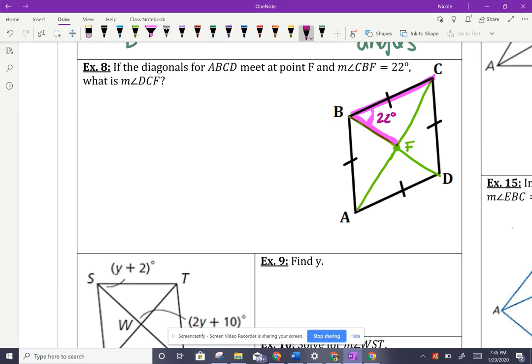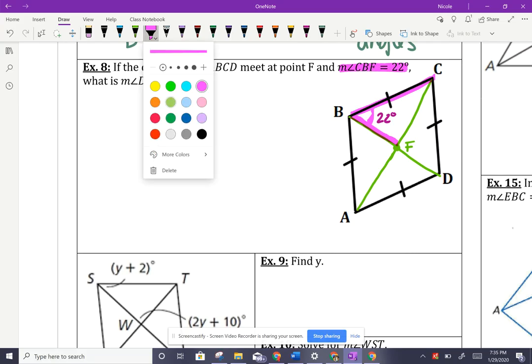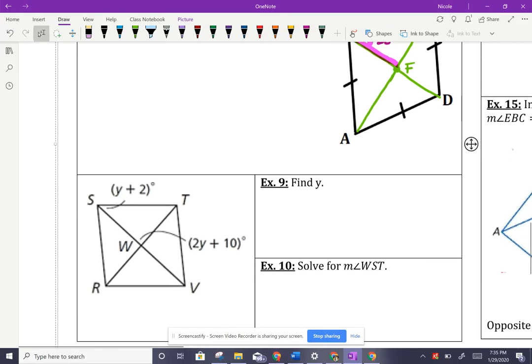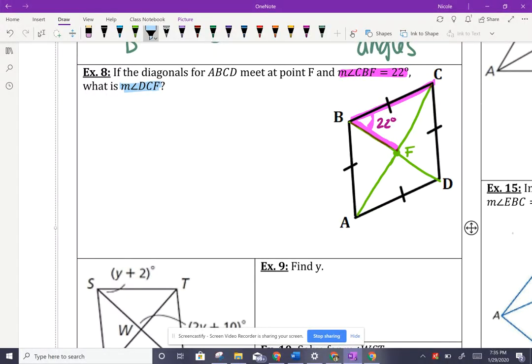What is angle DCF? So CBF is 22 degrees. We can make DCF blue. So this angle right here is what I'm trying to find. DCF. Oh, the C is in the middle. Hello, paying attention. The C is over here. That's the angle I'm looking for. That makes a little more sense.